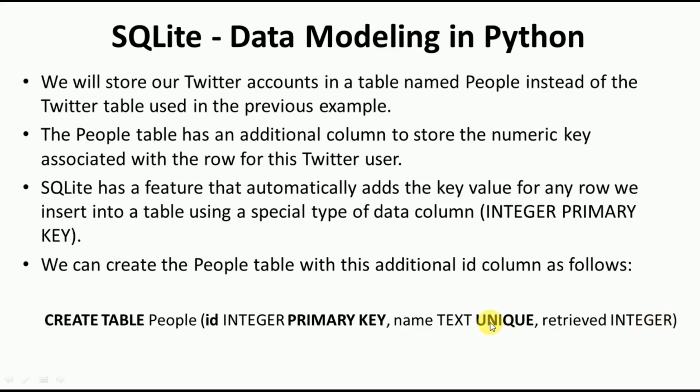Unique means you should not repeat this particular name value. And the second attribute is retrieved, and it is of integer type. The third attribute we have removed. What was the third attribute? It was friends in that case. So we have removed that here.